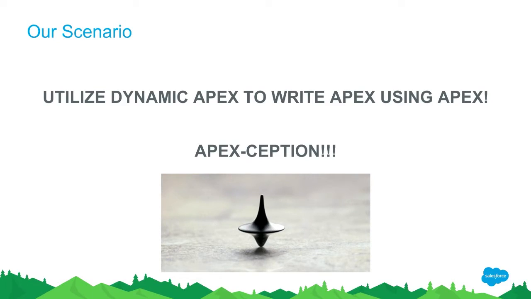All right, so I'm going to walk you through a scenario real quick here. Essentially what we're going to do is use that dynamic Apex Javen just talked to us about, and use it to write Apex using Apex. So an Apexception, if you will. All right, so I am going to walk into an org really quick here.